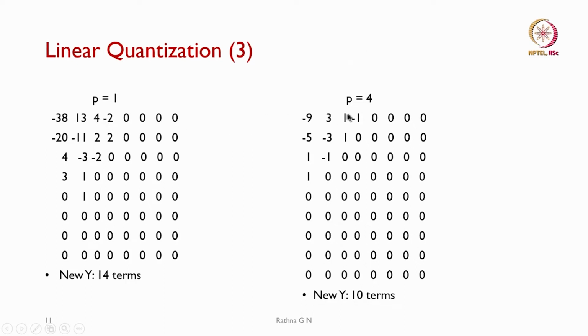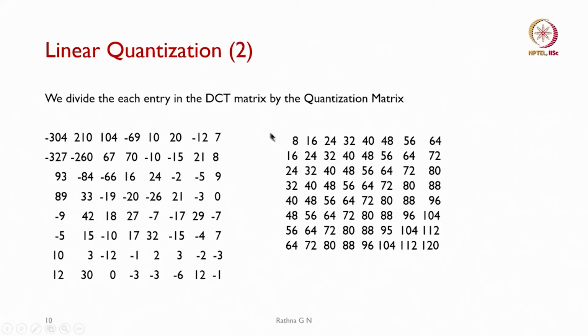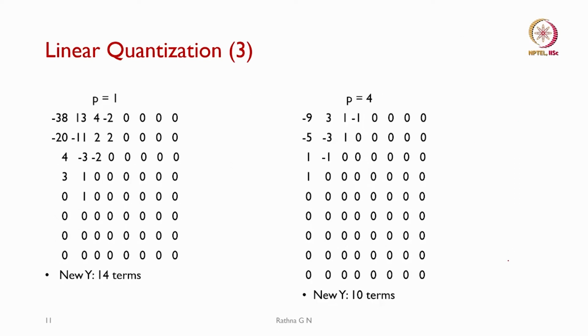So, when I use p is equal to 4, what happens? Can you guess that? When p is equal to 1, the first ones were 8 and 16. When p is equal to 4, what will be the value? You can see that this becomes 32 and so on. You can multiply, and it is easier to do minus 9 into 32, whatever value you want to get, which is minus 304.